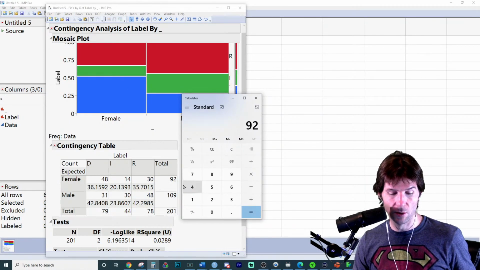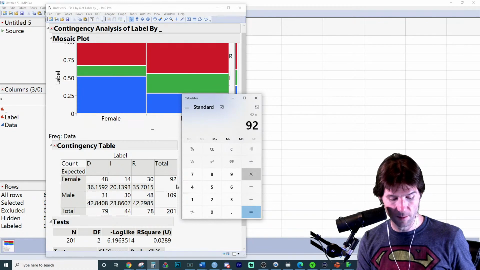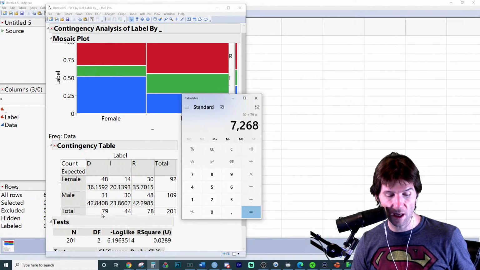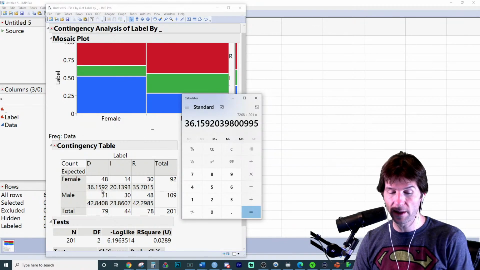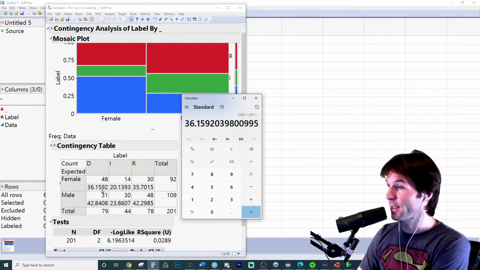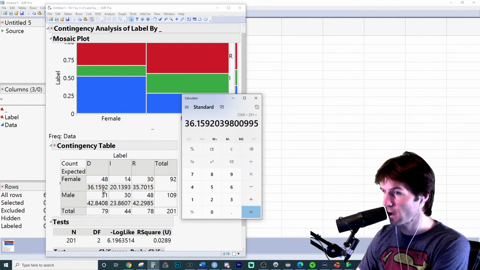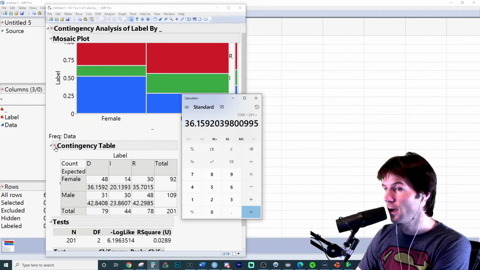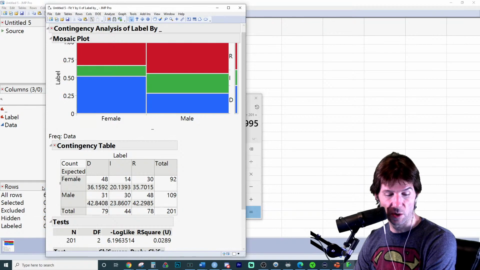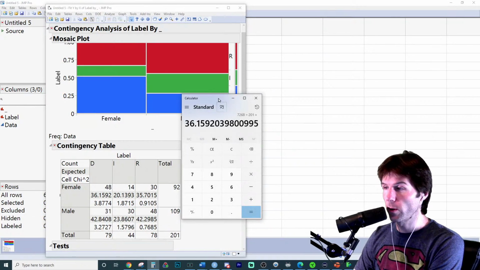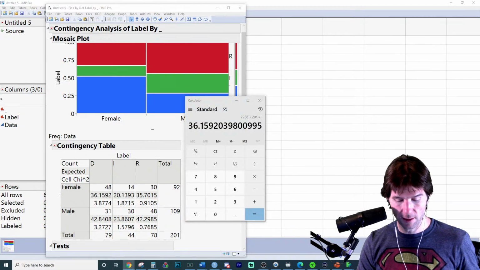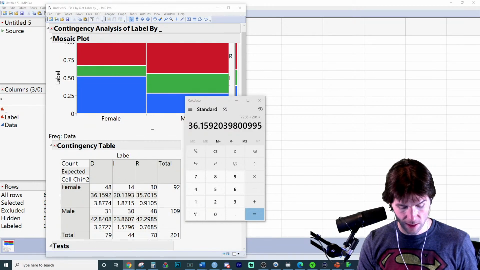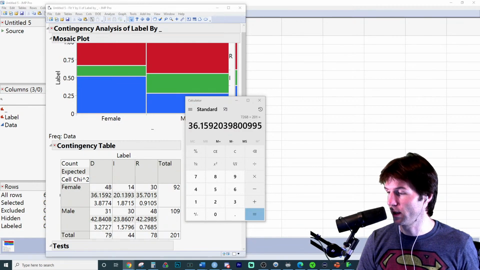We would go 92, because that's the row total, times 79, and that's the column total for this one, divided by 201. And there you go, that's how that number is found. So that is an expected count, and you'll notice here it says expected, so all these numbers are expecteds. Next, we would need to find the cell chi-squareds. The cell chi-squared is the observed minus expected squared over expected. I'll write that in the chat so you can see it. That is observed minus expected squared over expected.